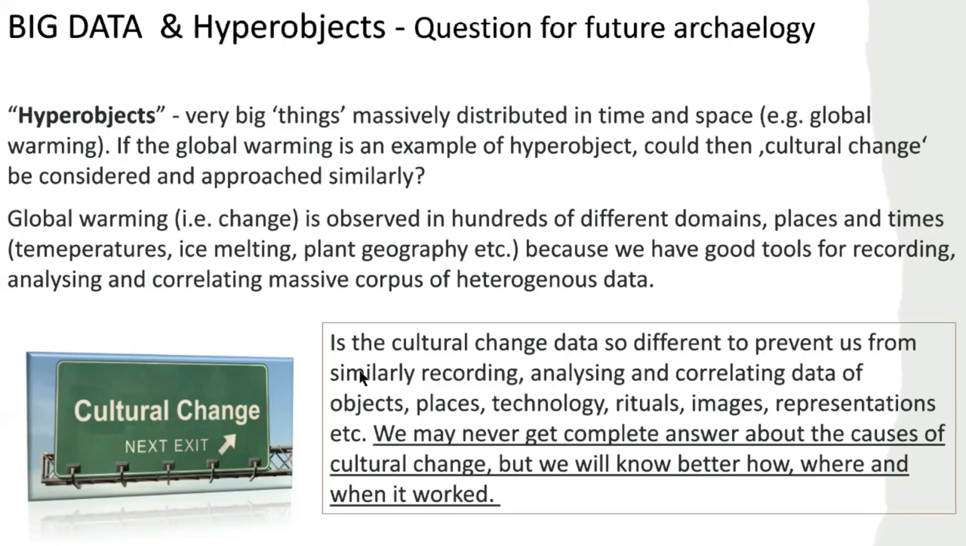So is cultural data so different, I'm talking about the content of data, but structurally, so different as to prevent us from similarly recording, analyzing, and correlating data of objects, places, technology, rituals, images, and representations? Well, we may never get a complete answer about the causes of cultural change, but we will know better how, where, and when it worked. So this is a challenge. If we can document or say something about hyperobjects, why not consider a cultural change as such a hyperobject?